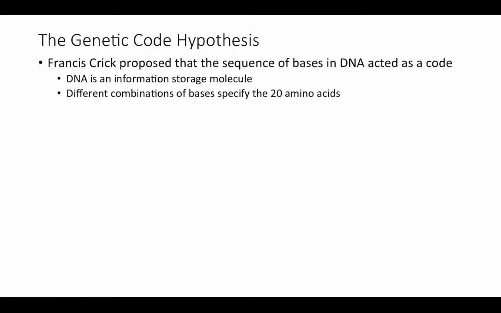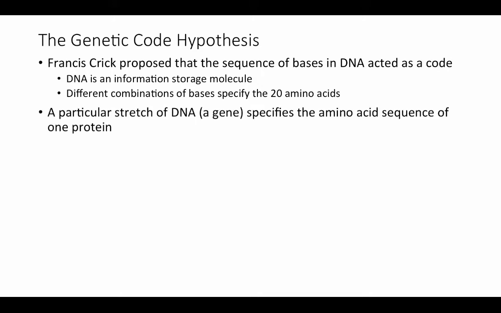So this led scientists to wonder, how does DNA code for proteins? What is that connection between the sequence of nucleotides and a sequence of amino acids? So Francis Crick proposed that the sequence of bases in DNA acted as a code. So DNA is an information storage molecule, and different combinations of bases are going to somehow specify the 20 different amino acids. And so he proposed that a particular stretch of DNA, otherwise known as a gene, specifies the amino acid sequence of one protein.